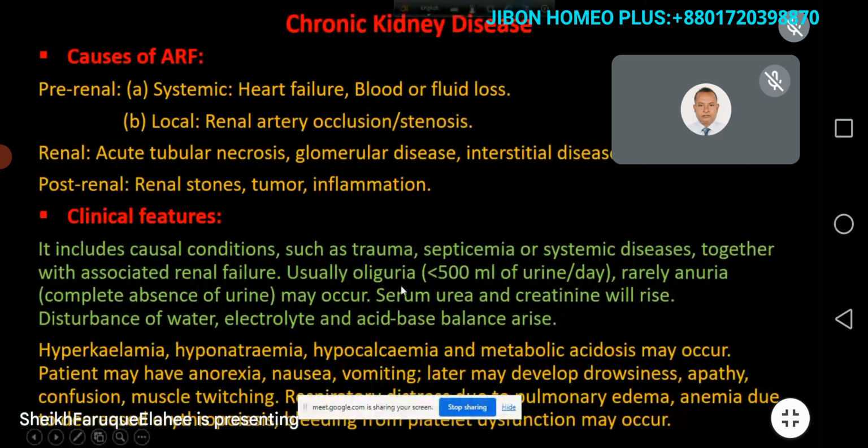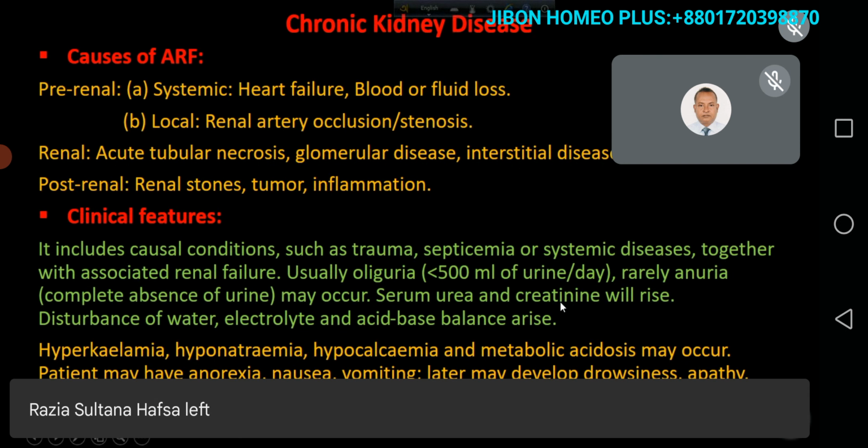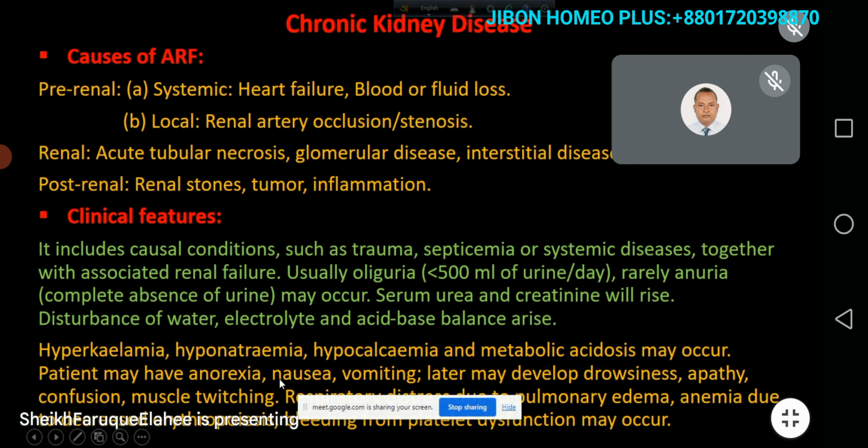So you can diagnose acute renal failure. I'll tell you the symptoms also. When the creatinine and potassium are high, what will happen? He will have anorexia, nausea and vomiting. The person will find he has nausea, he is vomiting, and he is drowsy, with apathy, confusion and muscle twitching. Then you know that he is going to have acute renal failure.